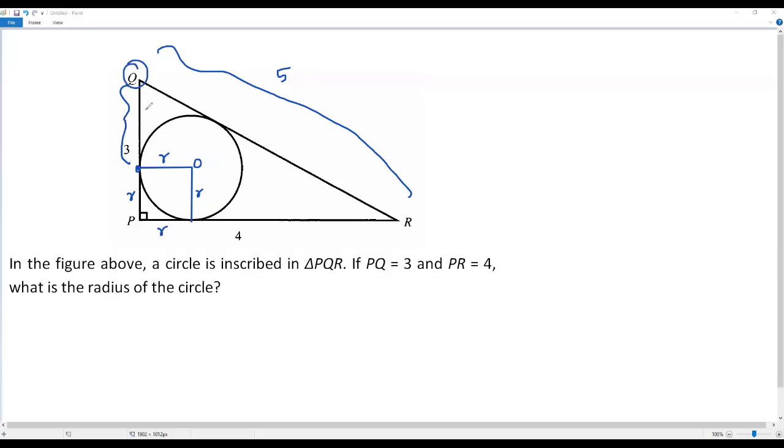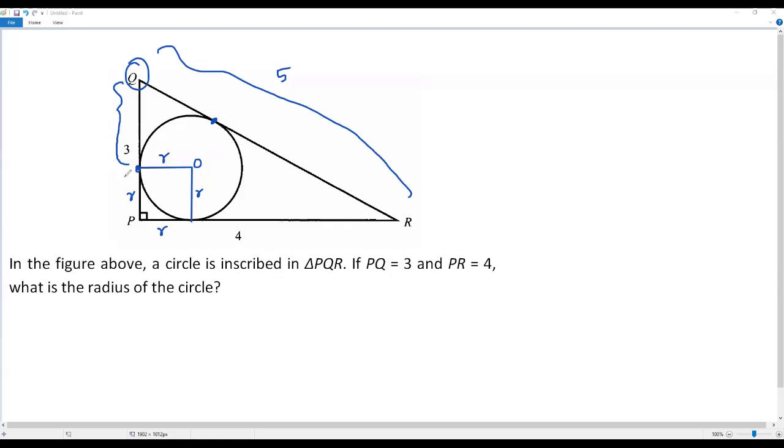And this is the length of the tangent line which has been drawn to the circle from the external point Q. Let's consider the points of tangency over here. So the length of this line segment represents the length of the tangent drawn from the external point Q to the circle. And also here we can consider this line segment. So this represents the length of the tangent line which has been drawn from the external point R to the circle.